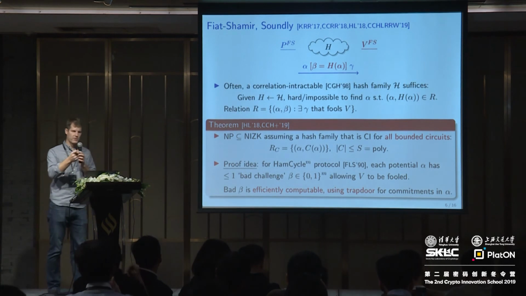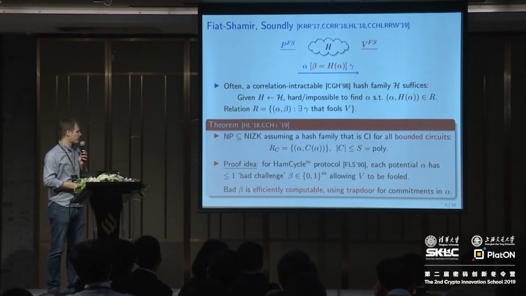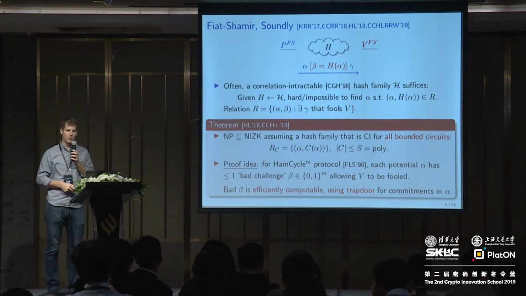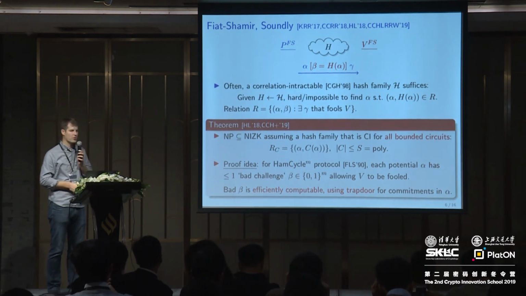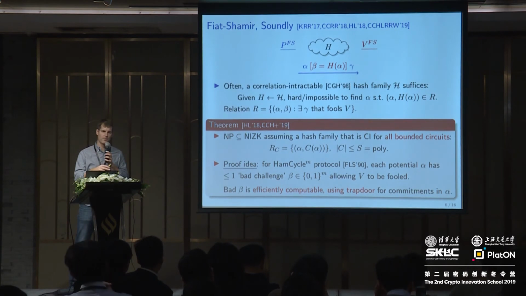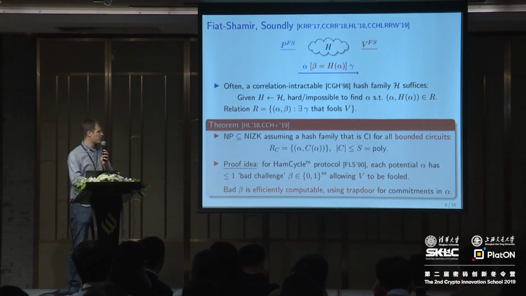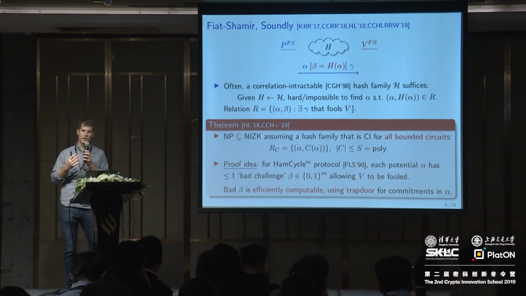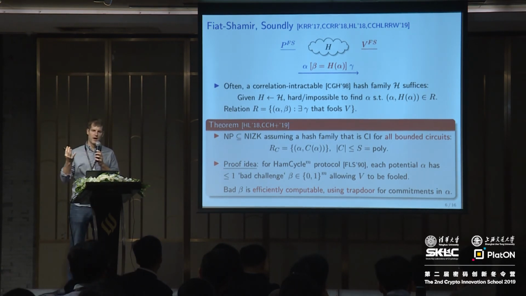And here's the key point, which gets to the question that was asked before. It turns out that this bad challenge beta is efficiently computable given alpha, using a trapdoor for the commitments that are in alpha. If you remember, we committed to the edges of the permuted graph, and we also committed to the permutation rho. And the question was, why commit to the permutation rho? Well, that's because if we have a trapdoor for those commitments, we can unlock or decrypt all of those commitments. We learn all of the edges, we learn the permutation rho, and we can actually see whether that committed graph is isomorphic to G or not.